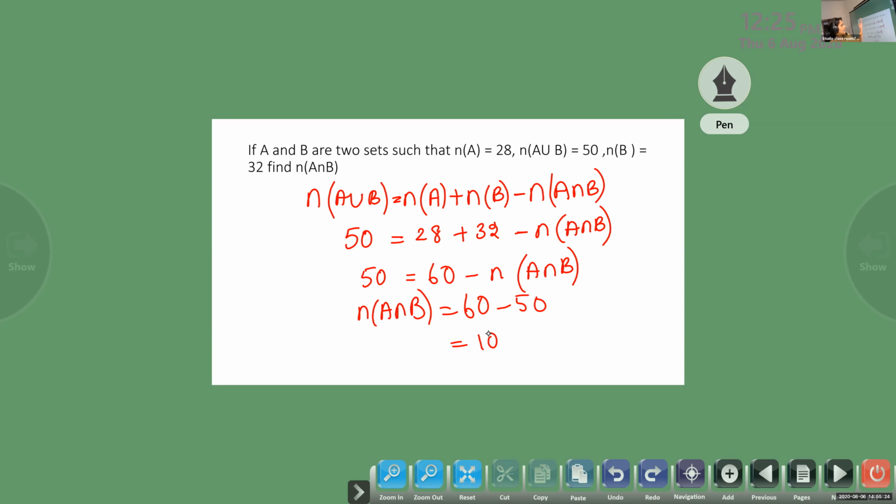We are given the data and we are asked to find the number of elements in common to both A and B. Intersection means and. Union means or, either in A or in B. Shall we do the next one? Is it okay? How we are applying this, is it clear? Yes, ma'am. Okay, now let's do the next one.